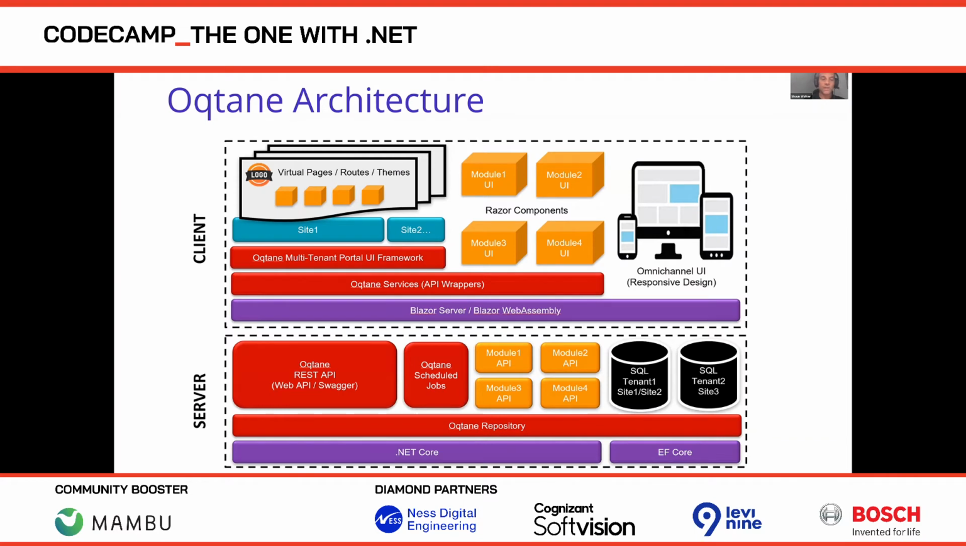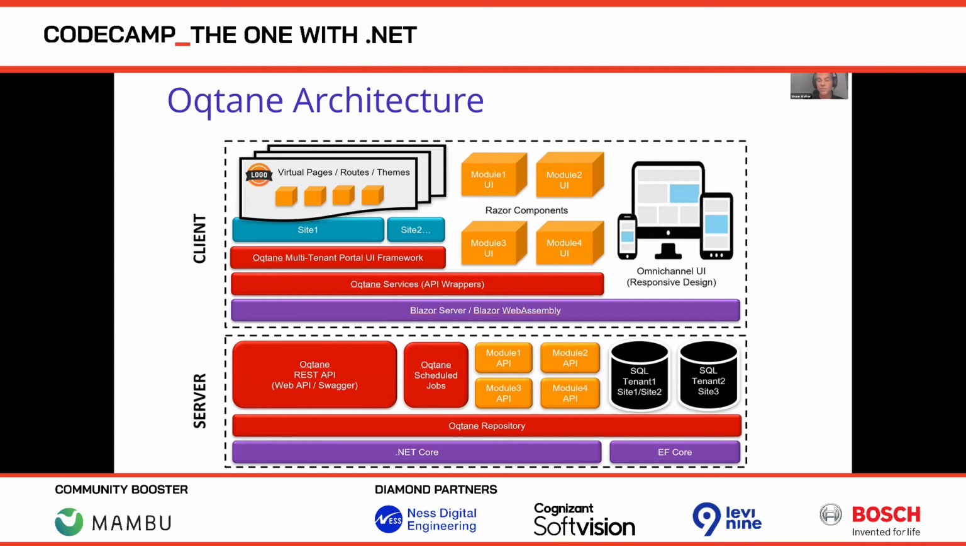If we look at the architecture of this application, this is a true client server, single page application built natively on Blazor. Starting at the bottom, you've got your server part of your application, which utilizes .NET Core and Entity Framework. You've got a repository layer which interacts with the databases.